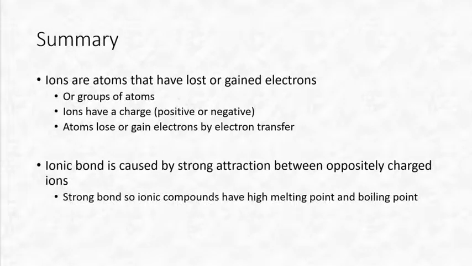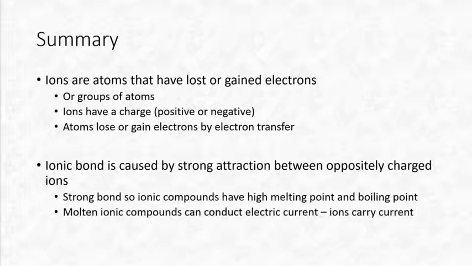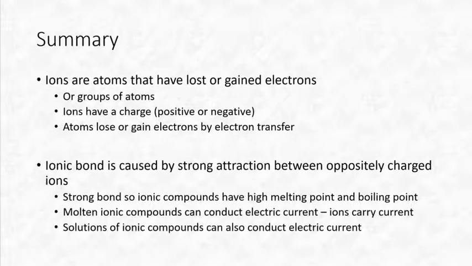It's a strong bond. Ionic compounds have high melting points and high boiling points. The molten ionic compounds can conduct electric current because the ions, once molten, can carry electric current. Similarly, solutions of ionic compounds can also conduct electric current because the ions are free to move.